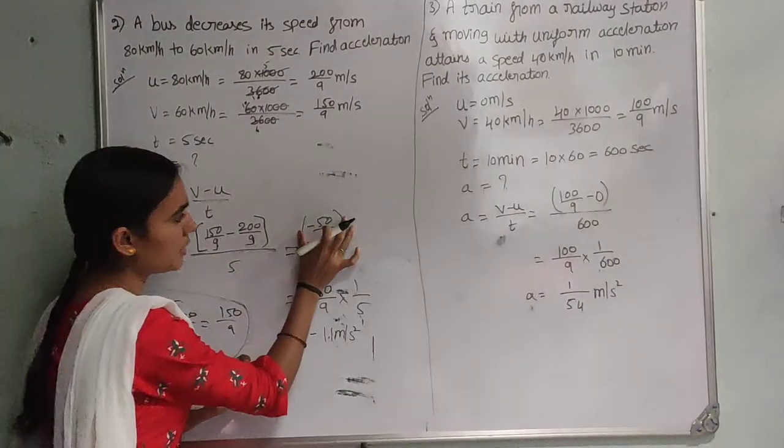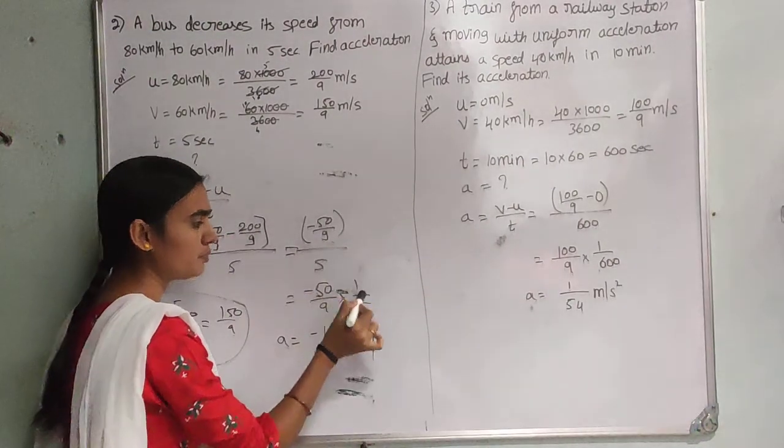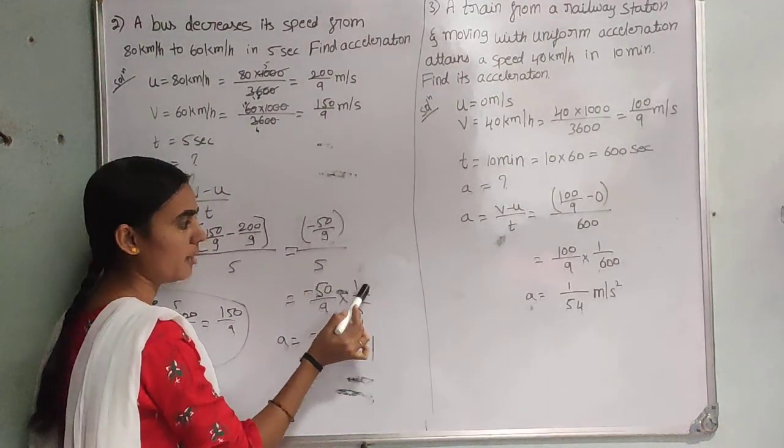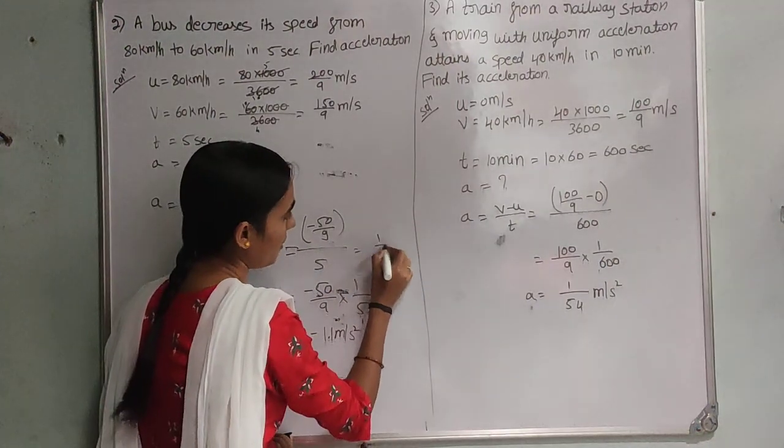I will write the minus 50 by 9 as it is. The 5 that is in the denominator comes as 1 by 5.